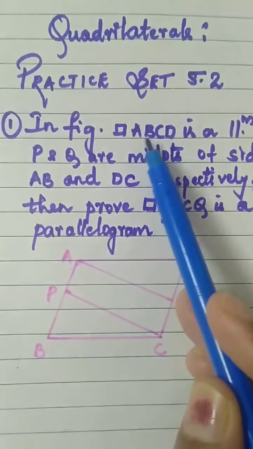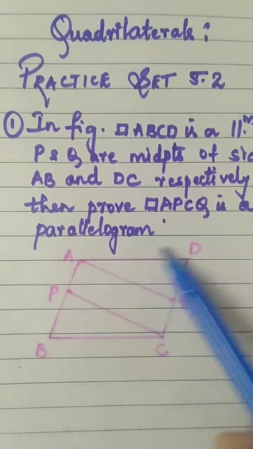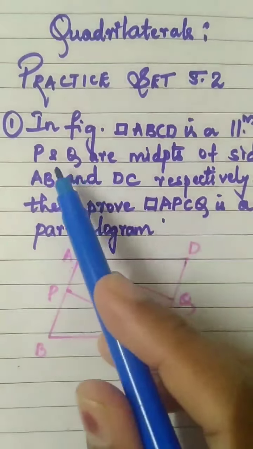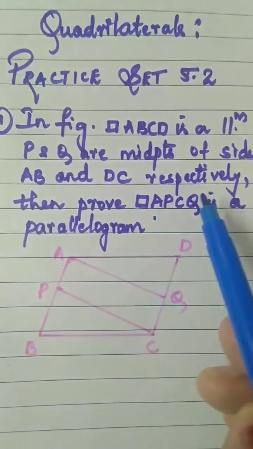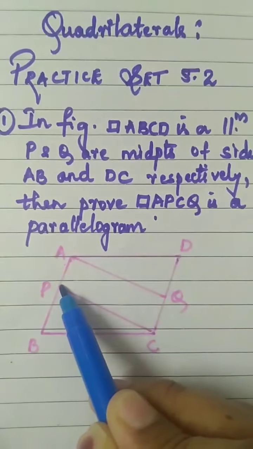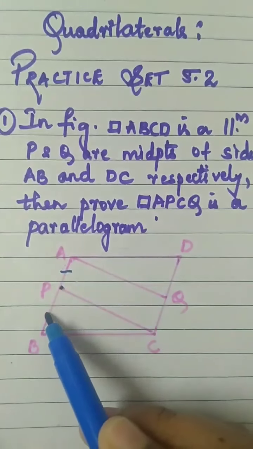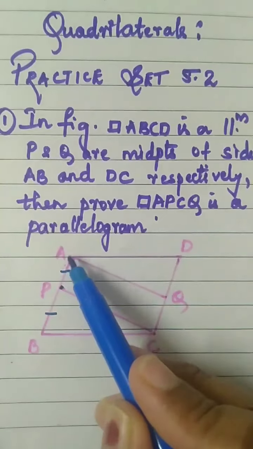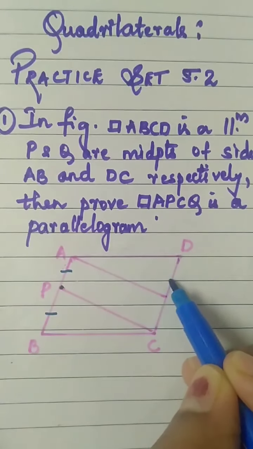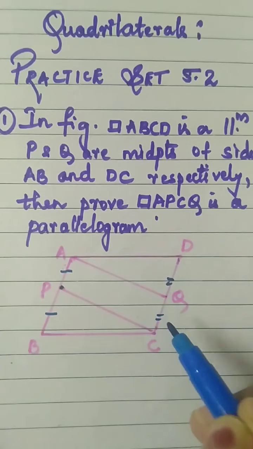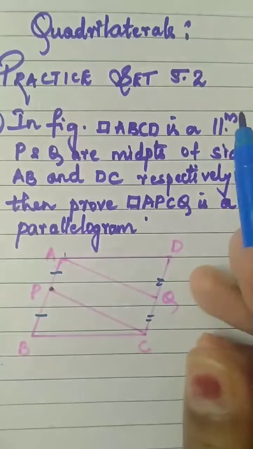In the figure, quadrilateral ABCD is a parallelogram. P and Q are midpoints of sides AB and DC respectively. So I'll show the equal parts. P is dividing AB into two equal parts. Q is dividing DC into two equal parts. And please keep in mind ABCD is a parallelogram.